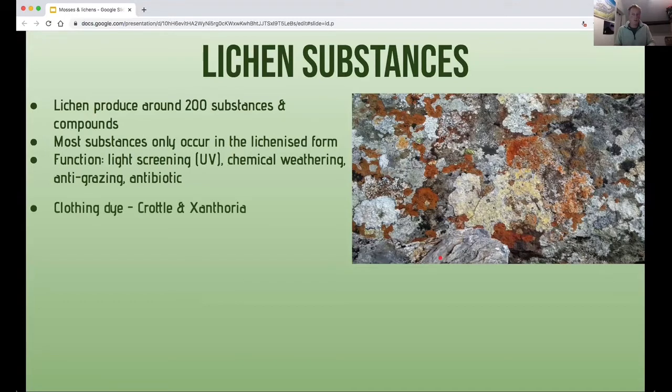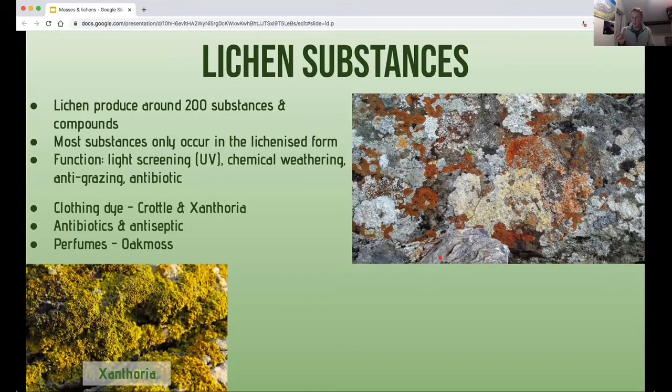Lichens are also used for dyeing clothes. So the Harris tweed industry uses crottle, xanthoria. You get lovely coloured pigments that come out of these, I'll show in a second. So they've been historically used for a very, very long time.